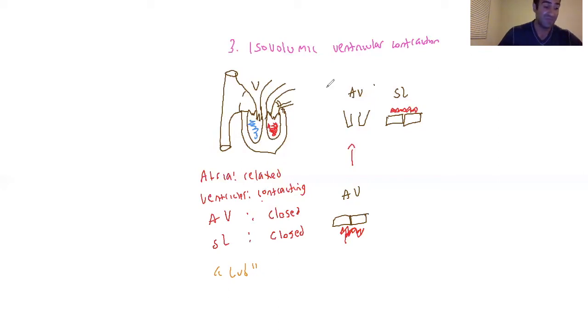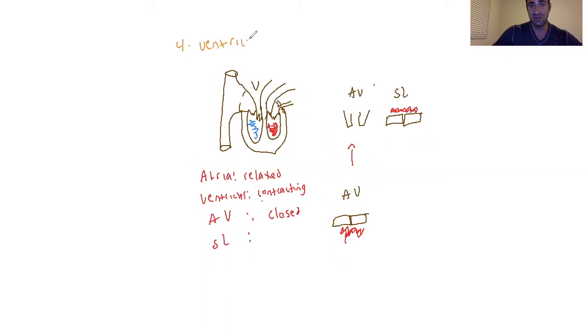So guess what? We are at ventricular ejection. And I'm going to be a little bit selfish here, and I'm just going to keep the same diagram, but now I'm going to just add to it. Okay, so now this is stage 4, and this is going to be ventricular ejection.